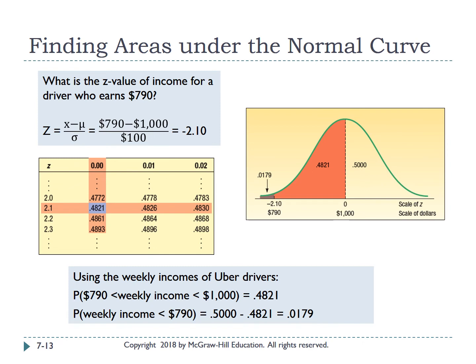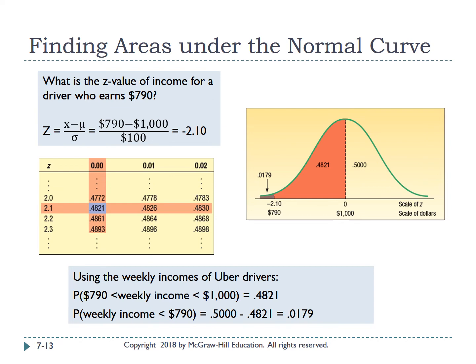Then move horizontally under 0.00. So the answer is 0.4821. So the area from Z equal 0 up to Z equal minus 2.1 is 0.4821. Suppose we want to find the probability that the weekly income is less than $790.